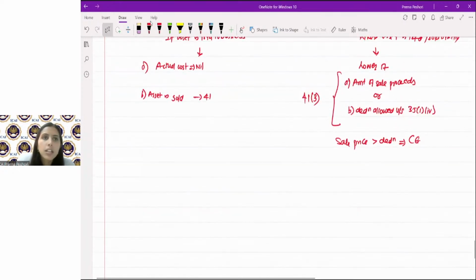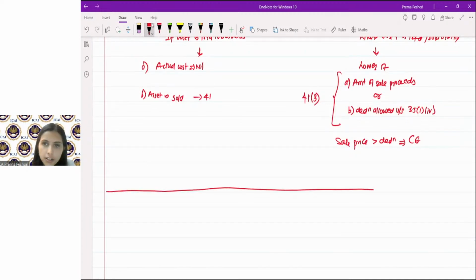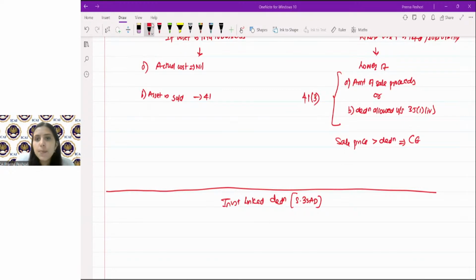Okay. Now we proceed towards 35AD, the investment linked deduction, section 35AD. Clear? So in case of the specified businesses, there are several kinds of businesses for which this particular deduction is given, which is the investment linked deduction under 35AD. What is the list of specified businesses? You can find it in your module.